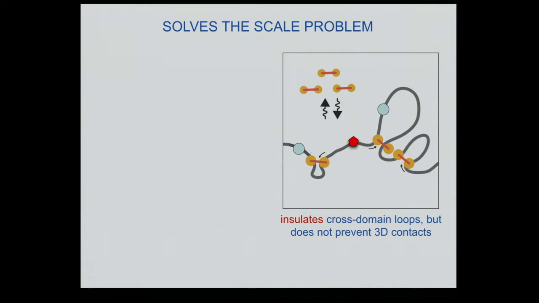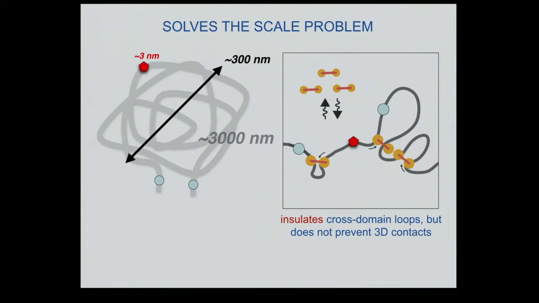So what does this all tell me about how the problem of scales can be solved? The solution to this paradox, in our mind, is that loop extrusion effectively replaces, or supplements, three-dimensional interactions with an effectively one-dimensional process. And a one-dimensional process can be insulated by a small protein, because this protein has no control over how these loops are interacting with each other, but it can prevent formation of these extruded loops.